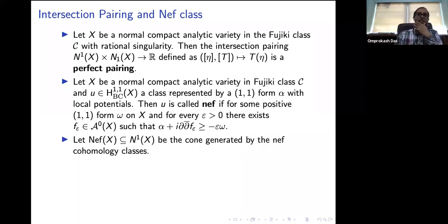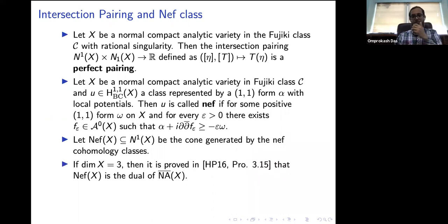Now, take the cone generated by all these nef cohomology classes, called the nef cone. When X has dimension 3, it is proved in Höring-Peternell, in the first paper of the series, that the nef cone is dual to the generalized Mori cone. This is the exact analog of the projective case, where we know that the nef cone is dual to the Mori cone.